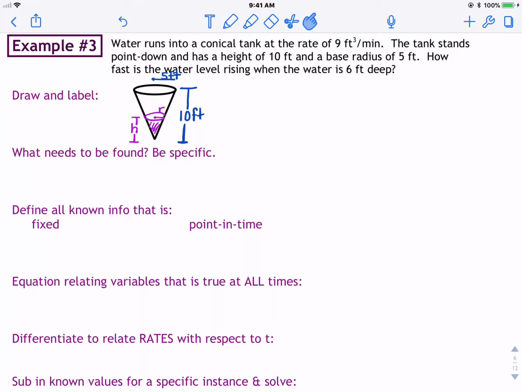You have all the information, and I checked my units to make sure that nothing disagrees, that I don't have feet versus inches or minutes versus seconds, and I would take care of any converting then.